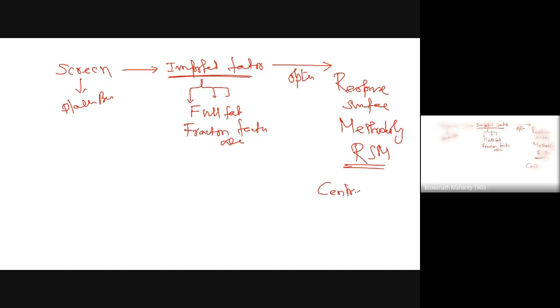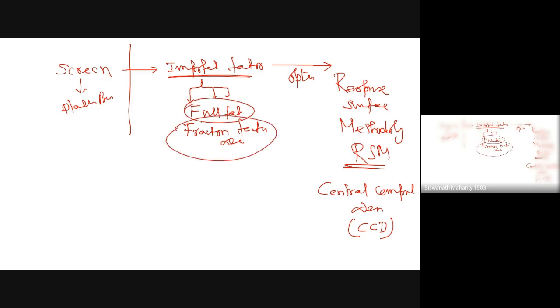One example of RSM is central composite design, or simply CCD. I'll talk about them later on. So basically, the task is not so easy. First, you screen. Why am I screening? To reduce the number of variables so that it is easier to handle, right? If there are so many, I cannot handle. Then I will do full factorial or fractional factorial.